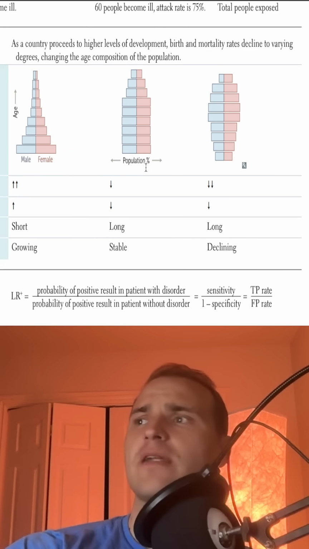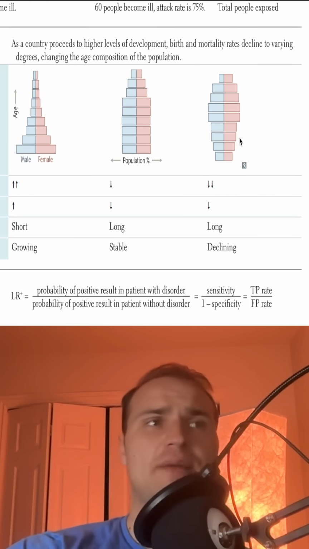Okay, so let's look at this one. How's the mortality rate? People are making it. They're fine. They're thriving. They're surviving. How about here? The mortality rate is down as well. They're doing a decent job at staying alive.